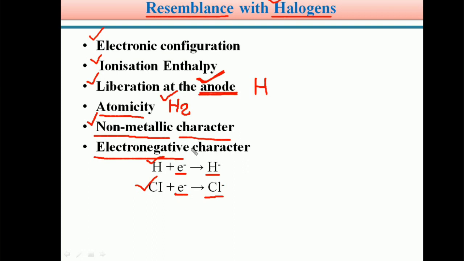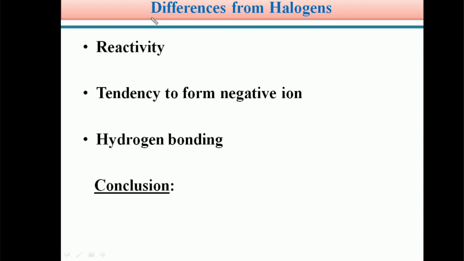So, students, these are the similarities of hydrogen with halogens: electronic configuration, ionization enthalpy, liberation at the anode, atomicity, non-metallic character, and electronegative character. These are the resemblances of hydrogen with halogens. Next, the differences between hydrogen and halogens. Students, just now we discussed the similarities of hydrogen with halogens, but there are some differences between hydrogen and halogens. So what are those?